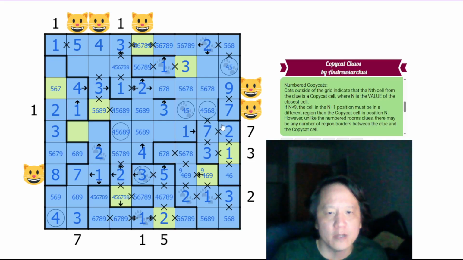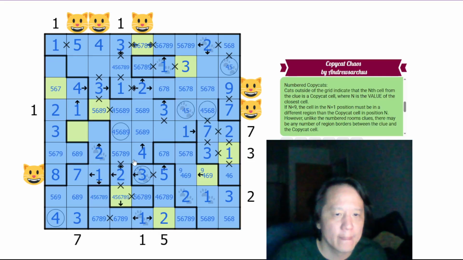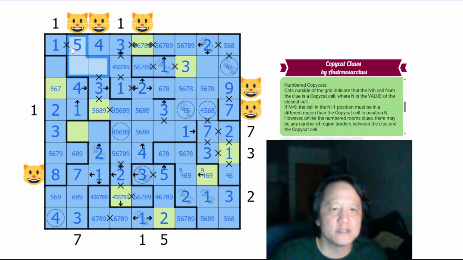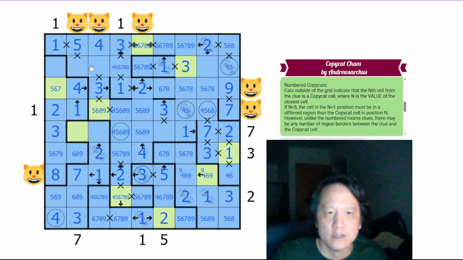So this cannot be a region border. Let's remove all of these. We have all of these regions done. This one we don't know. This has to go, this is part of this region because it can't be part of any other region. So we have these. So 1, 2, 3, 4, 5, 6, 7. Guaranteed.